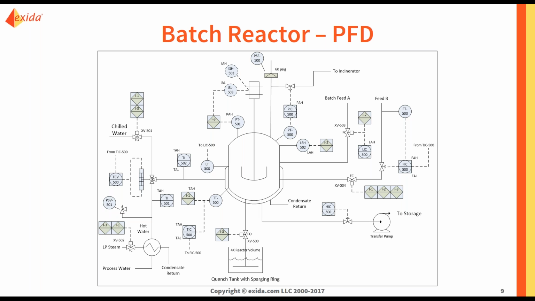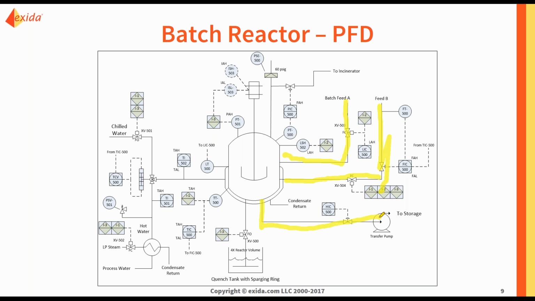Here I have a process flow diagram of the sample problem. As you can see, there are already some interlocks and process loops in place. There are some alarms indicated here as well. Just from an inlet and outlet feed perspective, we have feed A coming in here. We have feed B coming in here. We have some valves in place on those lines, and then the product would exit the reactor here and go to storage.